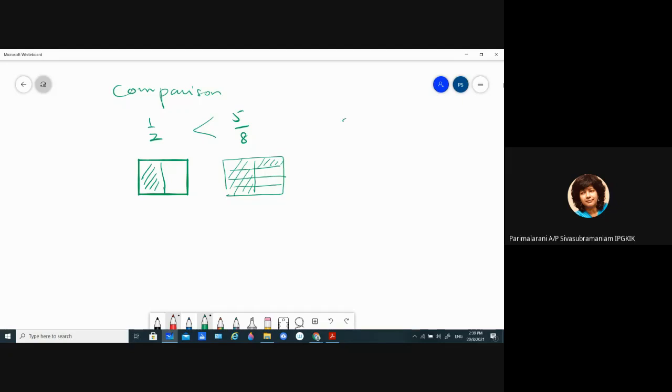Okay, another example, 3/4 and 5/6. To know which is bigger, also we use our area model. We have 3/4, which means we have to do 4 parts. So this is 3/4 here. Okay, and this is 5/6. Okay, same.